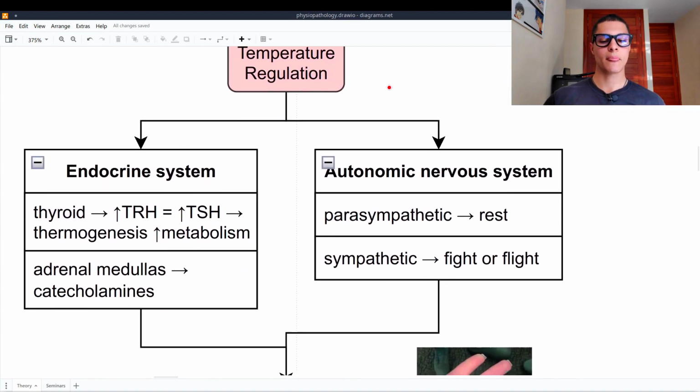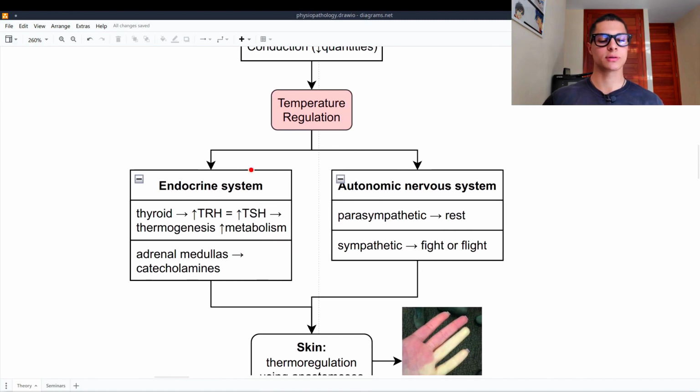Temperature regulation happens in two systems. The endocrine system uses the thyroid, which will increase the TRH, which will indeed increase the TSH. These are thyroid hormones. And this will eventually create thermogenesis by increasing the metabolism. The thyroid indeed controls the metabolism. And then also via adrenal medullas and the catecholamines, adrenaline and noradrenaline. On the other hand, we have the autonomic nervous system, parasympathetic, rest, and sympathetic, fight or flight. These two control the temperature.